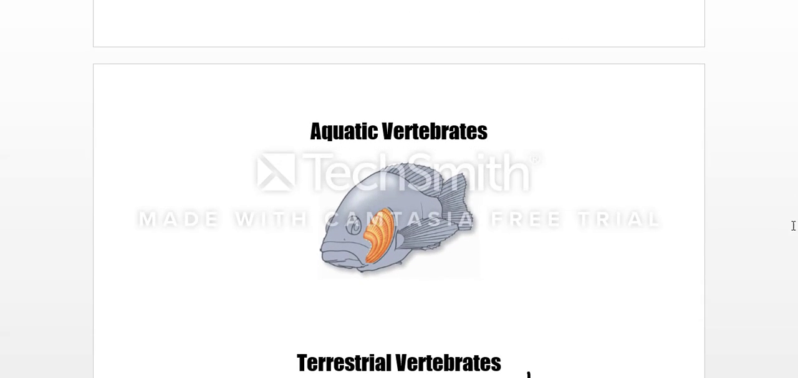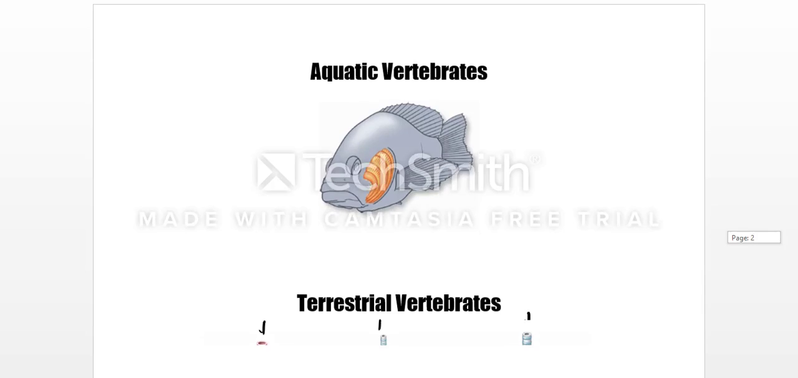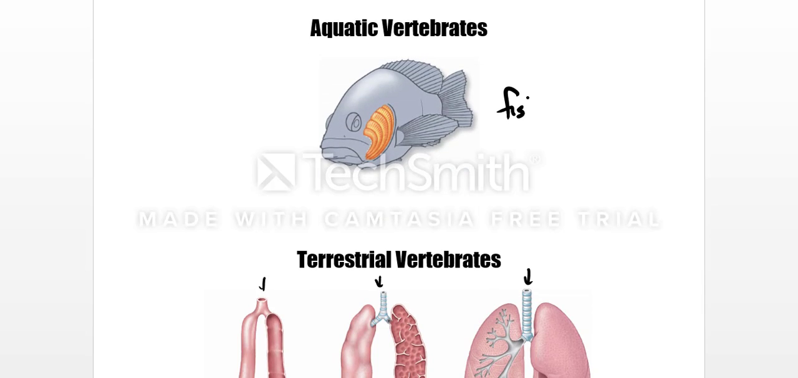Now we move up to vertebrates. Now, aquatic vertebrates, in other words, our fish friends, and a few other animals, obtain oxygen and release carbon dioxide through their gills. If you were going to look at a gill up close, they have a lot of what we call surface area. So there's a lot of room for gas exchange.